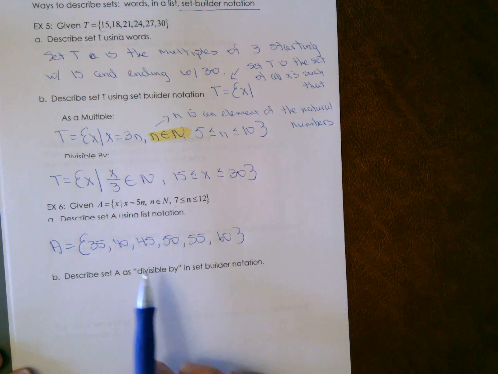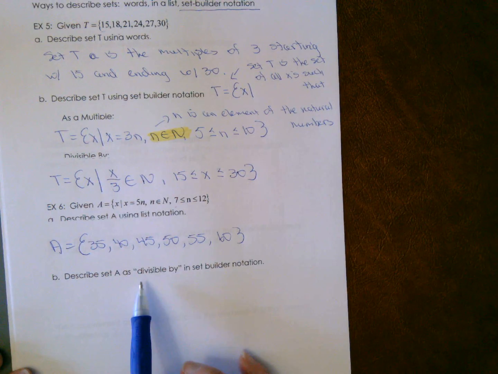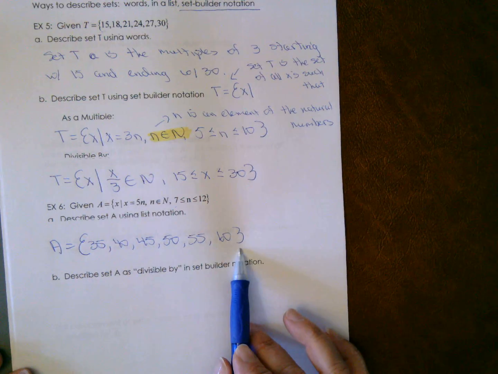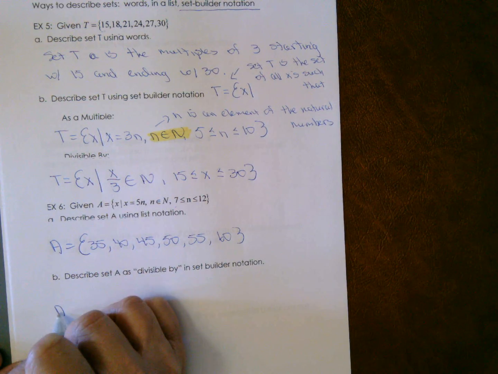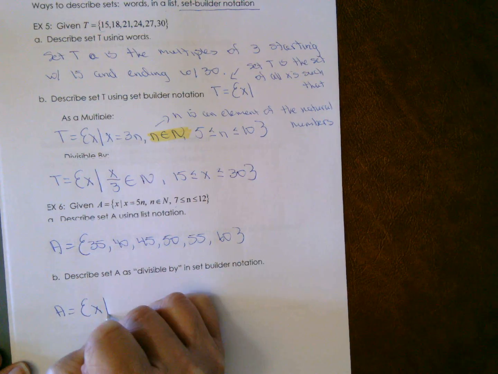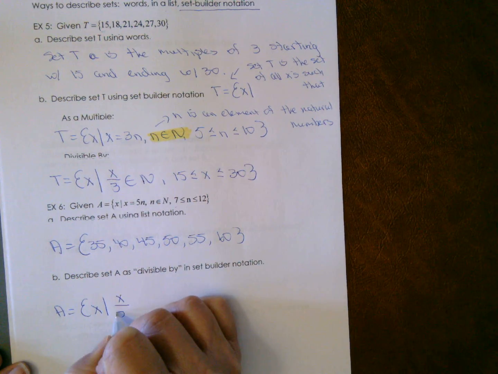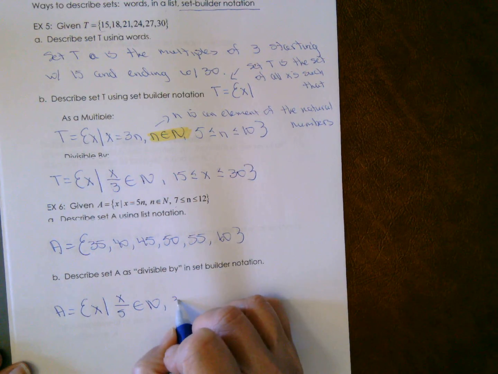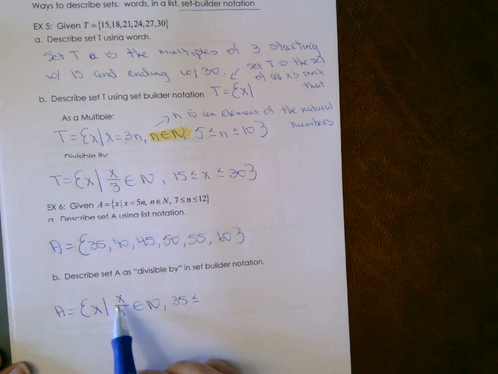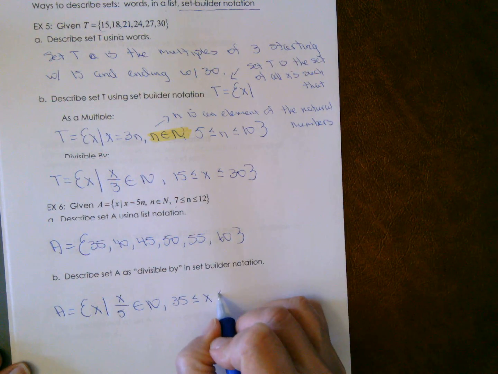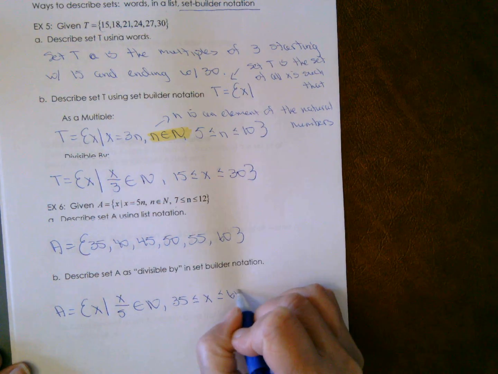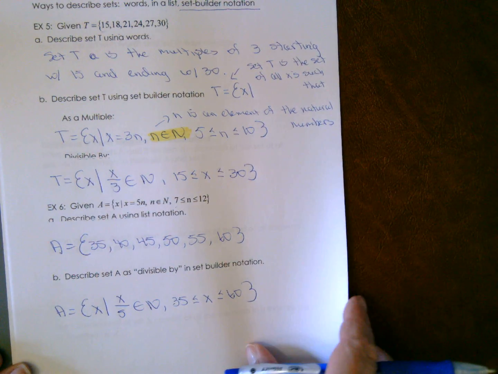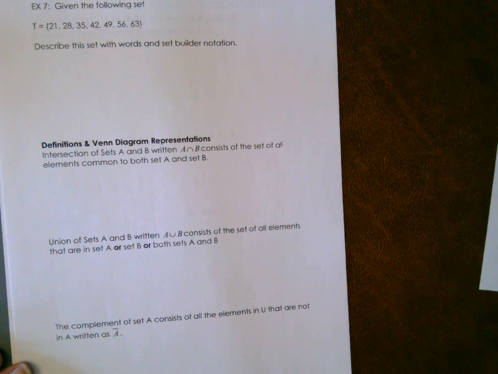So last, for example 6, describe set A as divisible by in set builder notation. So notice all these numbers are divisible by 5. So set A is the set of all x's such that x divided by 5 has to be an element in the naturals. The numbers I have to check start with 35. Notice x is in my problem, so x less than or equal to 60. Close my set brackets. All right, I'm going to leave example 7 for you to try.